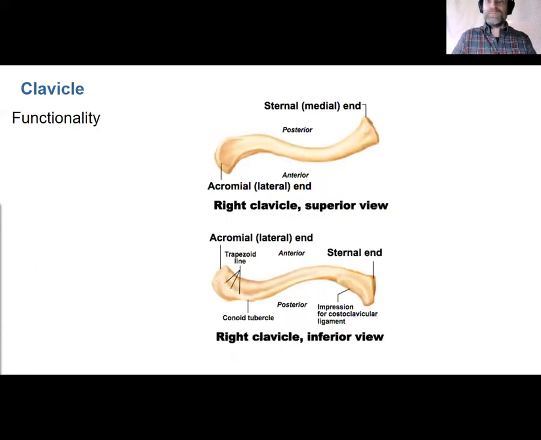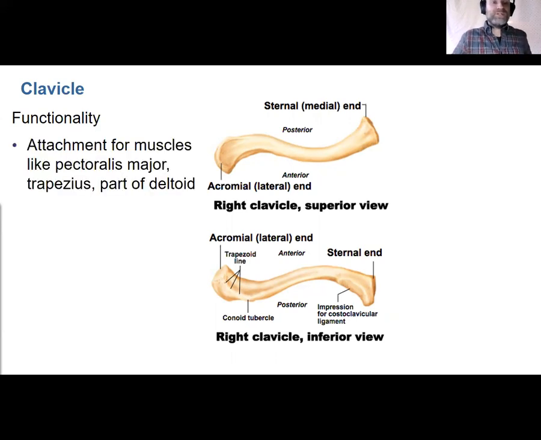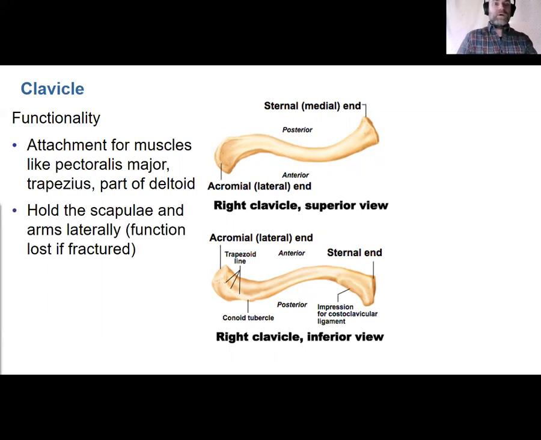Functionally, the clavicle serves some pretty important roles. As I mentioned, it's an attachment point for muscles like your pectoralis major, which is your chest muscle, your trapezius, which is one of the large muscles of your back, as well as your deltoid, which are these large muscles over your shoulder. They all attach to your clavicle. Furthermore, they hold the scapula and arms laterally. So they are what keeps your arms at shoulder width. If this bone fractures, such as a collarbone fracture, your shoulder will kind of collapse into your arm. Nothing is going to hold your arm out in the position it is other than this single bone.